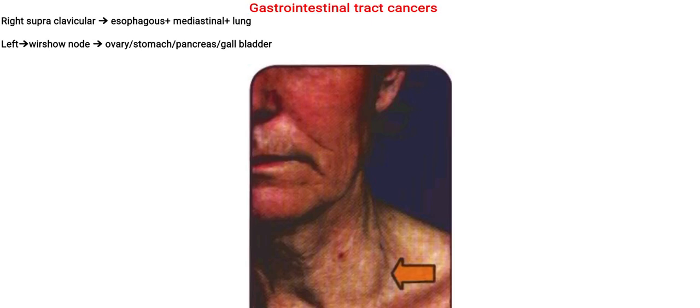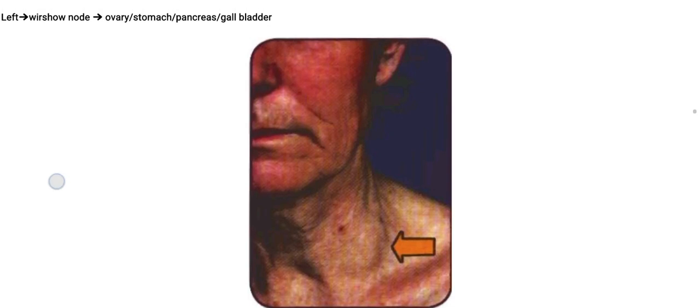If it is on the left side, then ovary, stomach, pancreas, and gallbladder. So we have to be very careful to see on which side these supraclavicular lymph nodes are present. If it is on the right side, then esophageal, mediastinal, and lung malignancies we have to rule out. If it is on the left side, then ovary, stomach, pancreas, and gallbladder. So these are malignancies we have to keep in mind and rule out one by one.